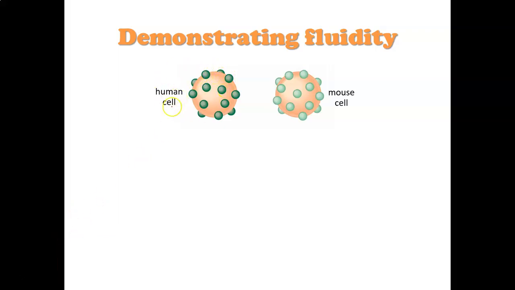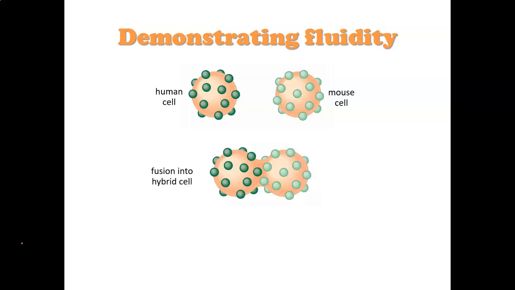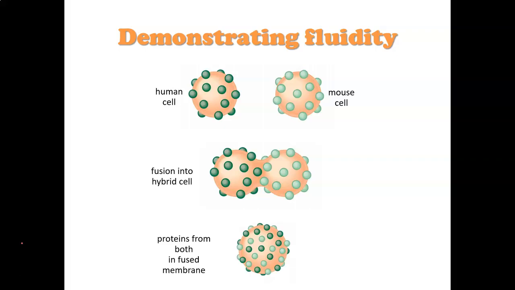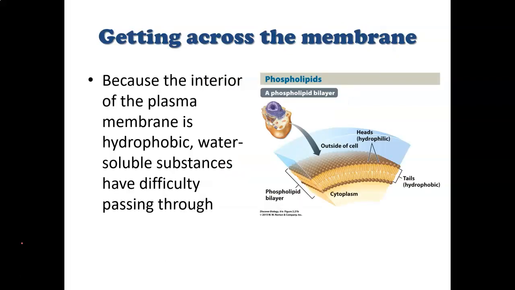In the experiment, they took a human cell and they labeled all the proteins of the human cell with a fluorescent dye, and they did the same with the mouse cell, and then they fused the cells together. Now, if those proteins were anchored into place, the dark green would stay on one side and the light green would stay on the other side, right? If, on the other hand, those proteins moved around, you would eventually have a mixture of all the different proteins together, and that is in fact what they observed. Right? So the conclusion here is that the proteins are not anchored in the membrane, but they're free to move around because the membrane is fluid.